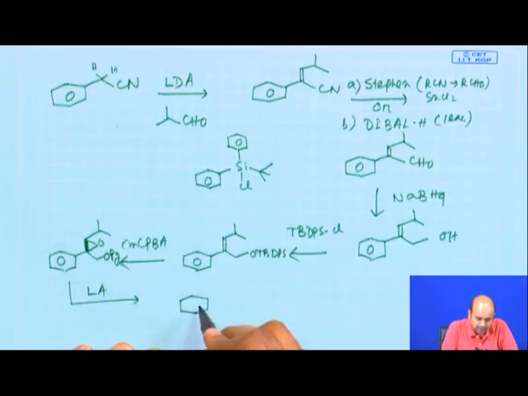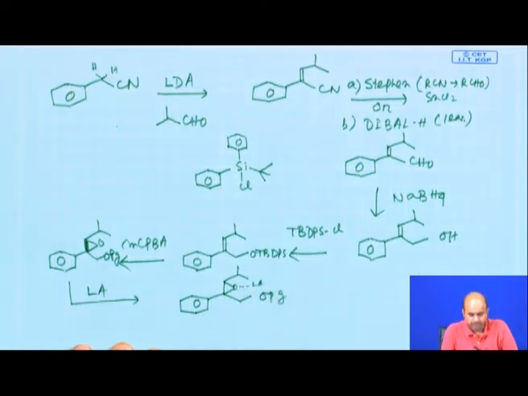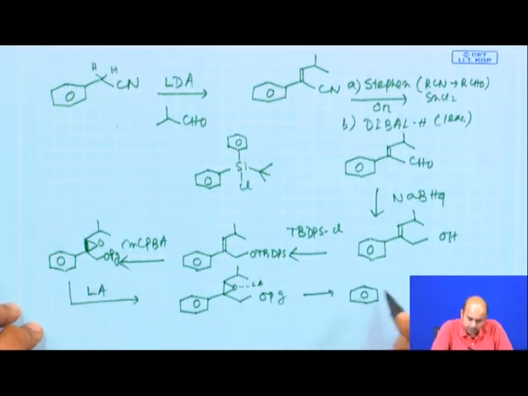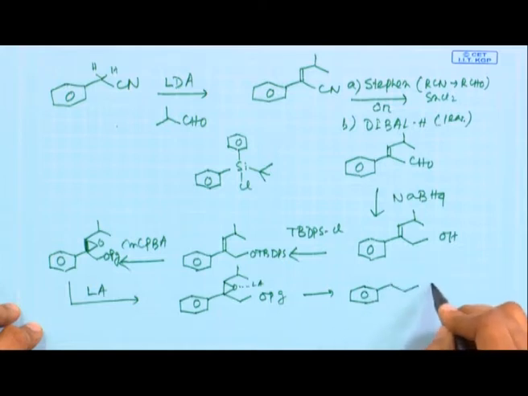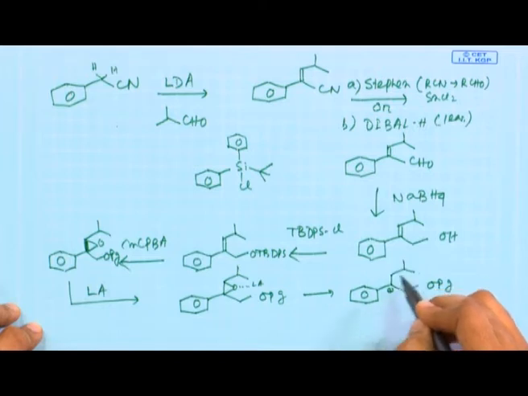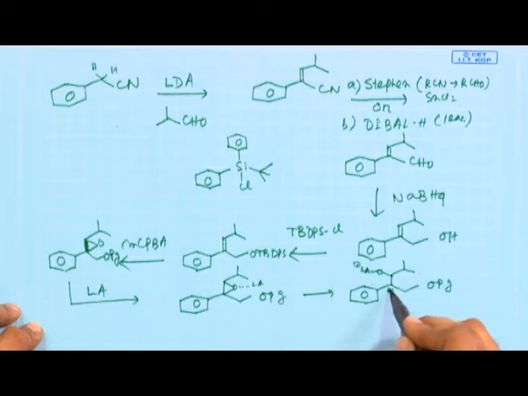So, the Lewis acid you add, and obviously make sure which way the carbon-oxygen bond will be broken. The most stable carbonium ion will definitely be generated, and I presume that here you will have this O-LA, because this is a benzylic position.